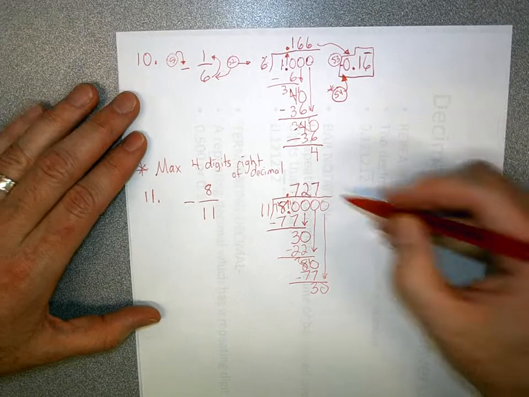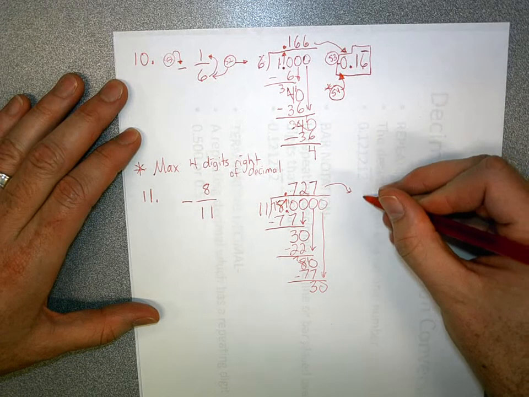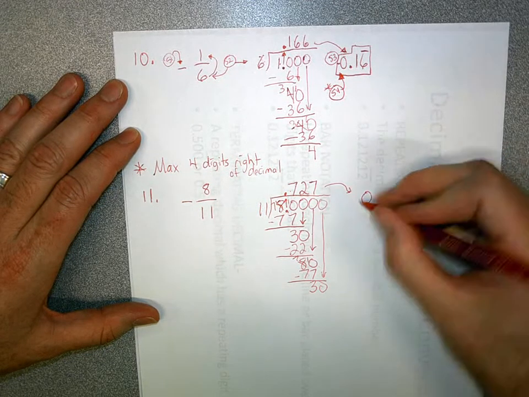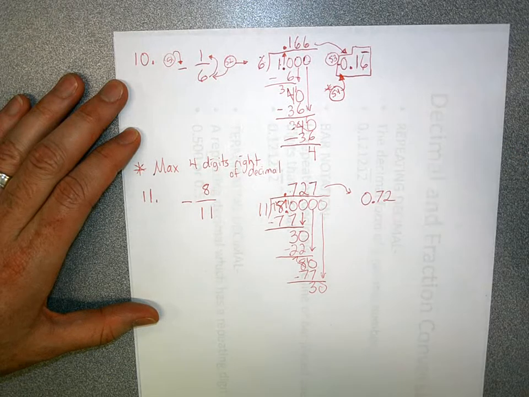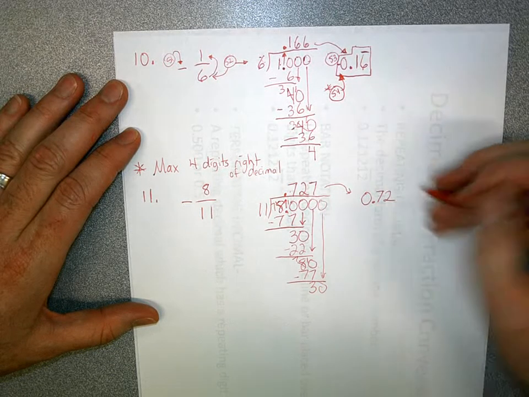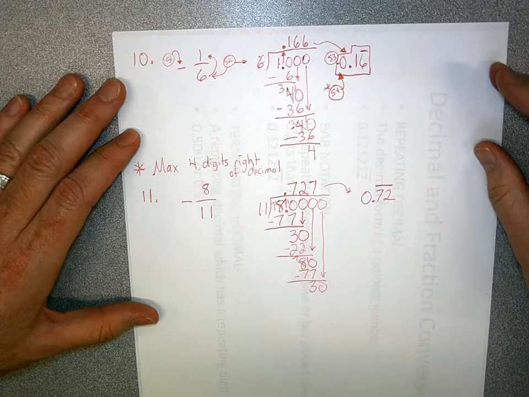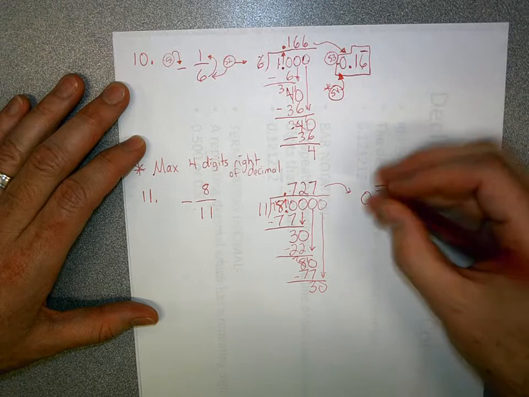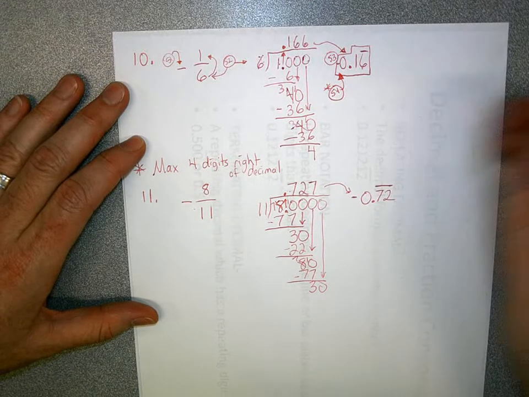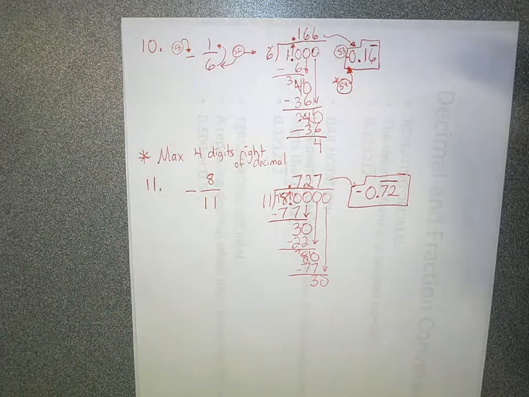We're going to rewrite this over here. So it becomes, put the 0 in the 1 spot if I want, 0.72 or 72 hundredths. Of course, the 7 and 2 are both going to repeat. So I put the bar notation over both the 7 and 2. And of course, don't forget step 4. If you did before, we have our negative out front. And that is the answer to number 11.